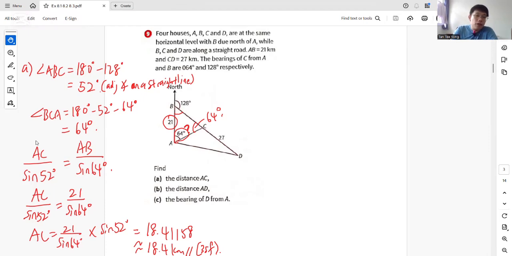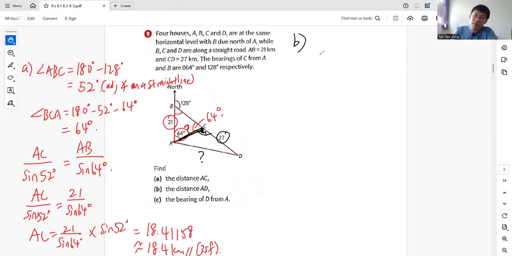All right, let's move on to part B. They want the distance AD, this one over here. At one look, I think we are going to do cosine rule. We have to find angle ACD, this angle here. We have AC found in part A, and then we have 27. So this is the condition for us to do cosine rule.